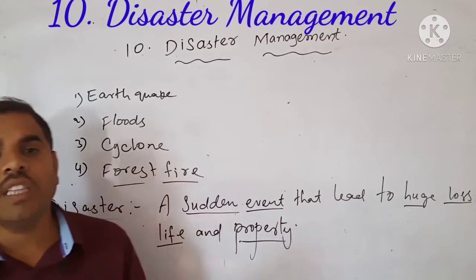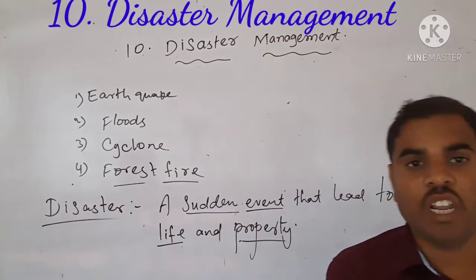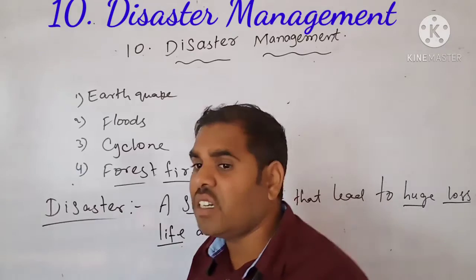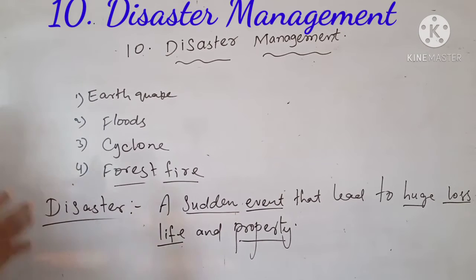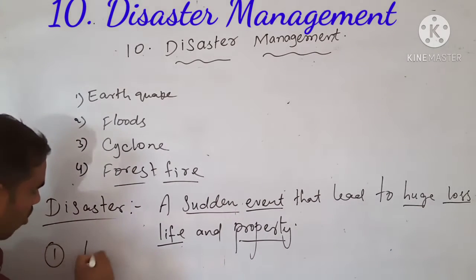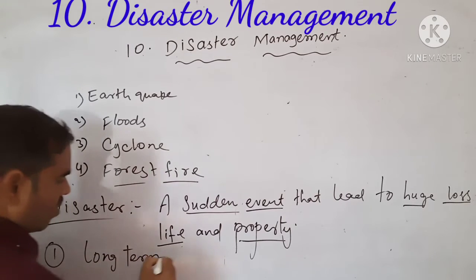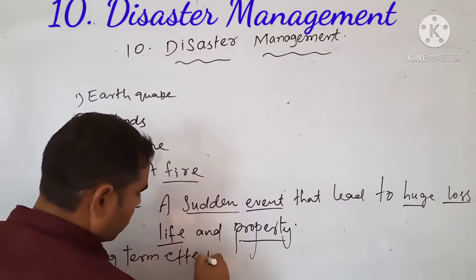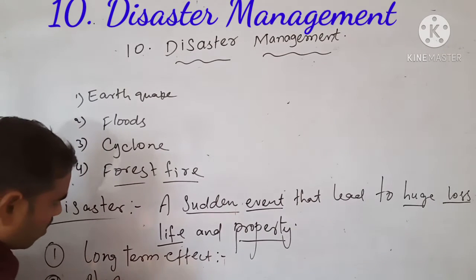This disaster can be a long term disaster and a short term disaster also. What is a long term effect? The disaster affects in two ways. One is a long term effect, another is a short term effect. We have to write long term effect. Next, we have to see the short term effect.